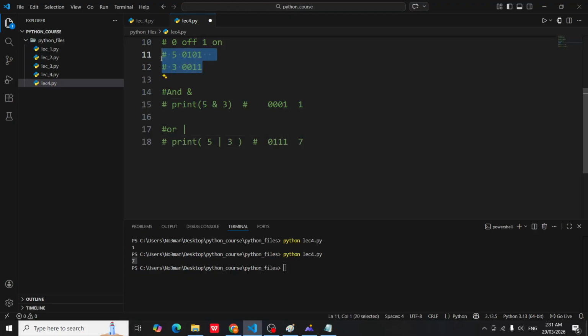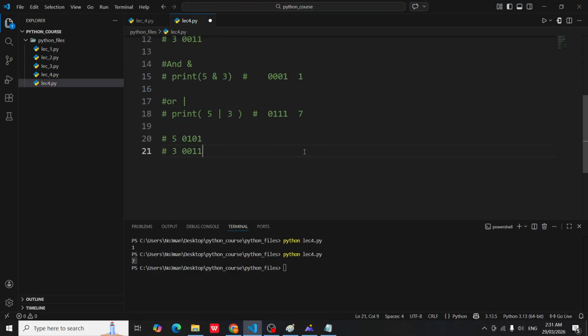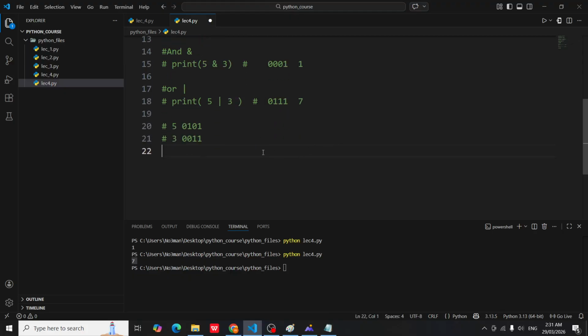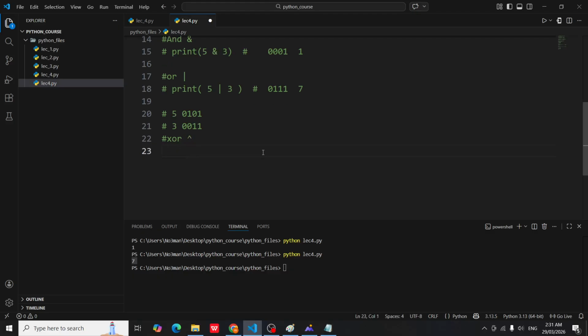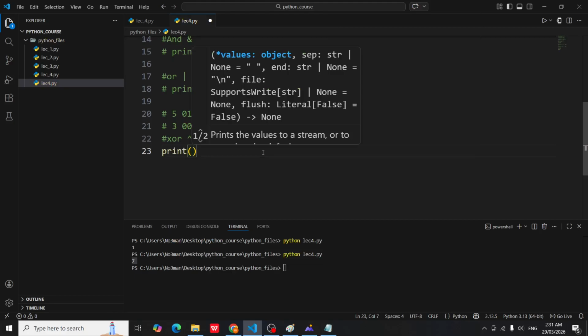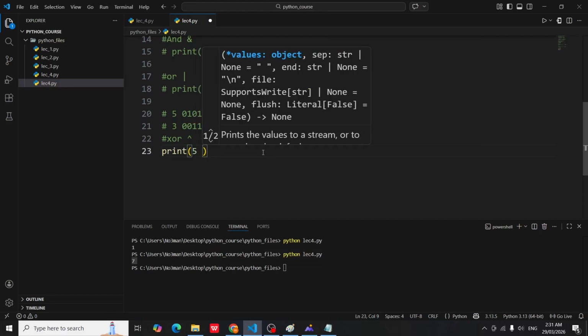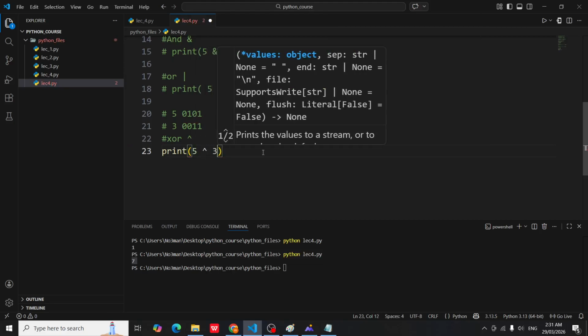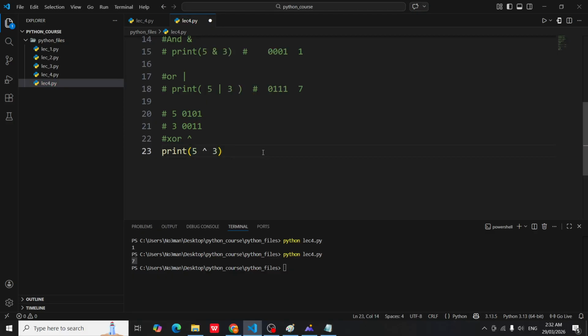Let's take 5 and 3 here, and we'll use XOR. It's represented by the caret symbol. So if we print 5 XOR 3, let's see how that will work.